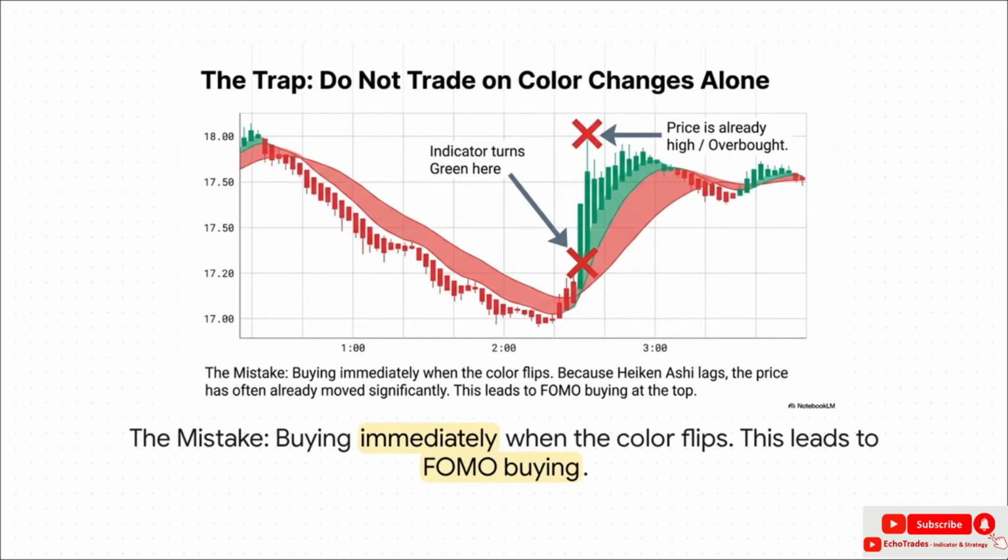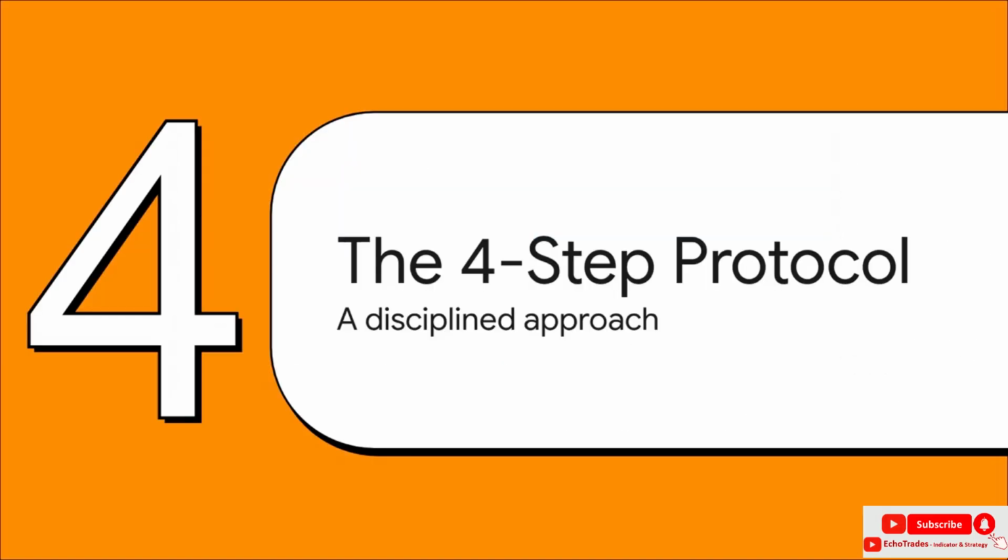Remember this, a color change is just an alert. It is not an entry signal. All right, now that we know what to look for and just as importantly what to avoid, let's put it all together into a real actionable plan. This is the 4-step protocol for using Smoothed Heiken Ashi to enter trends with discipline and confidence.